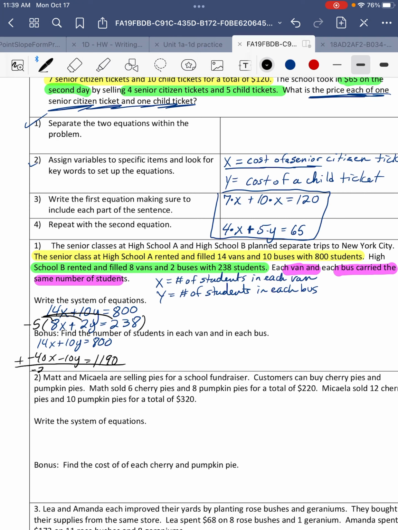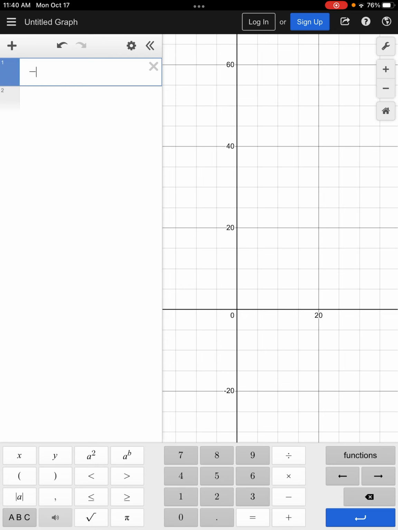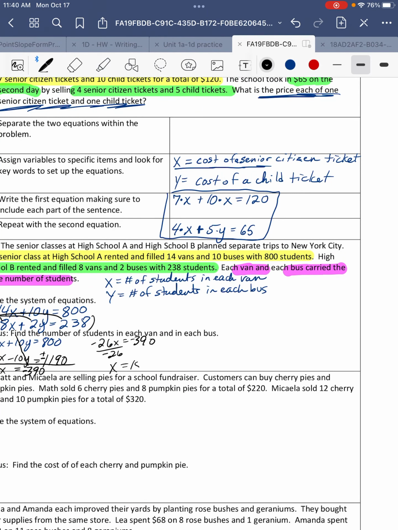So when we add vertically, we get -26x. Our y variables cancel, they eliminate. That should be a negative. And then when you add those together, we get 390. So -26x equals 390. If you divide by -26, 390 divided by 26, we get x is going to equal 15.